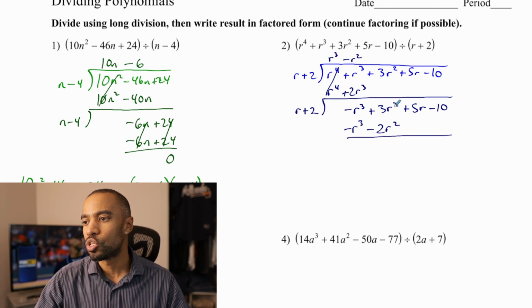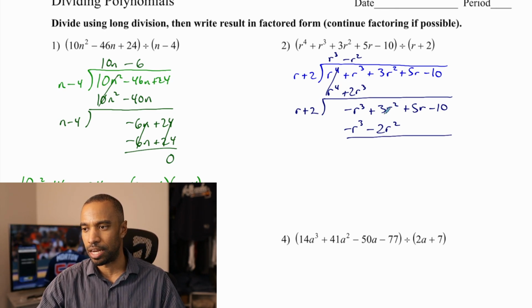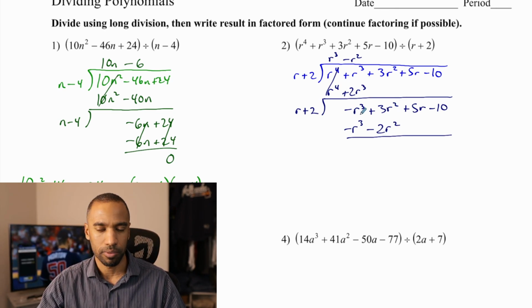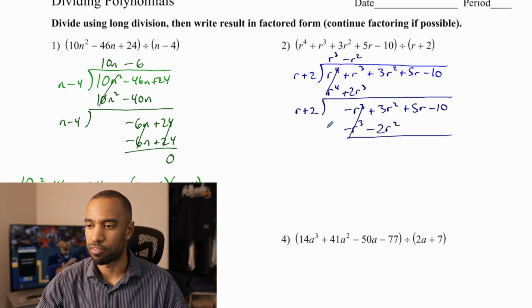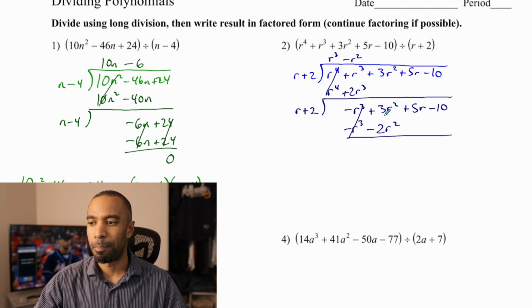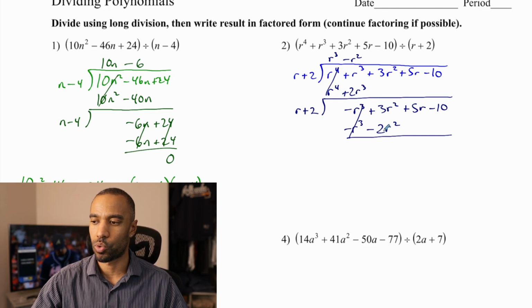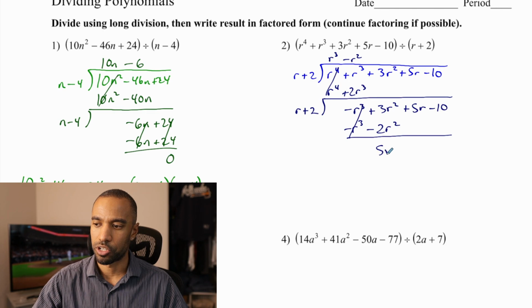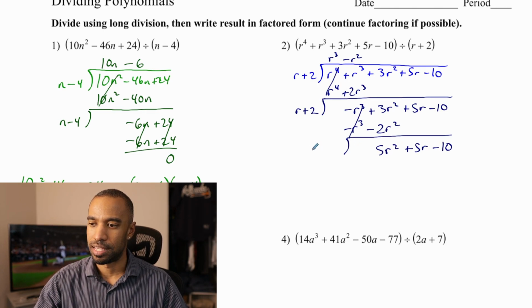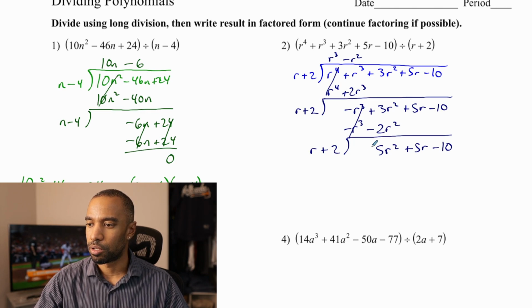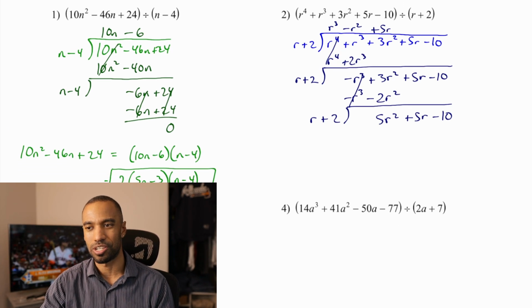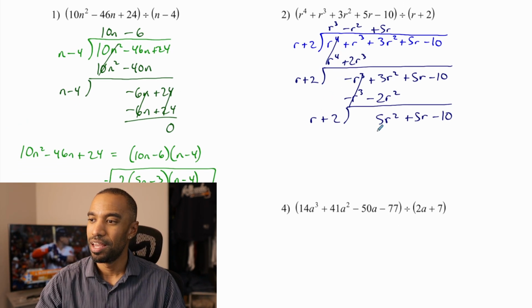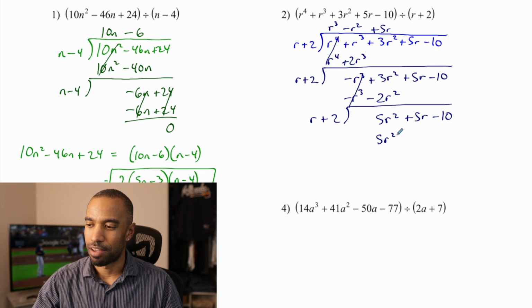And so far, we've only seen things that line up immediately right here. You want to make sure you line up like terms when you do that. Negative r cubed minus negative r cubed is 0. 3r squared minus negative 2r squared is 3r squared plus 2r squared, which is 5r squared. So we got 5r squared plus 5r minus 10. Let's keep going. R goes into 5r squared 5r times. And like I said, guys, this will get pretty repetitious here. Maybe you know what's going on, maybe not. R times 5r is 5r squared.